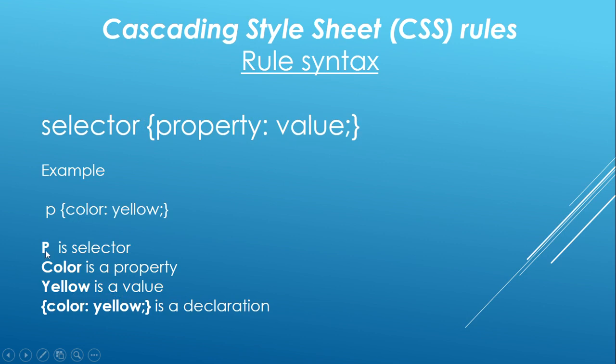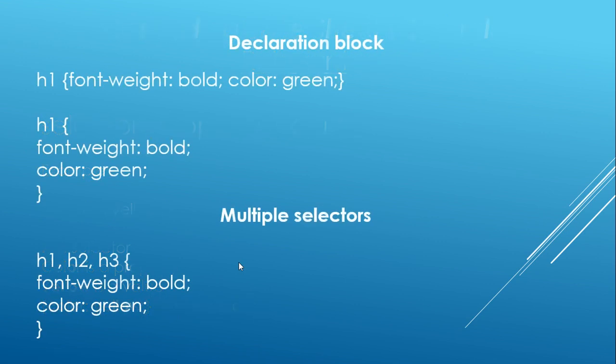Now, from property up to here, it's called a declaration. And here we have only one declaration. We can have many declarations, as in this example. We call it declaration block.